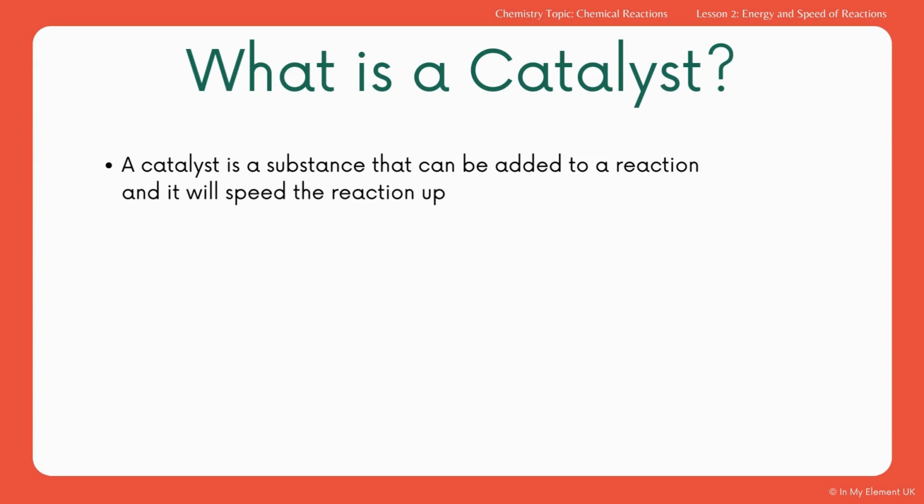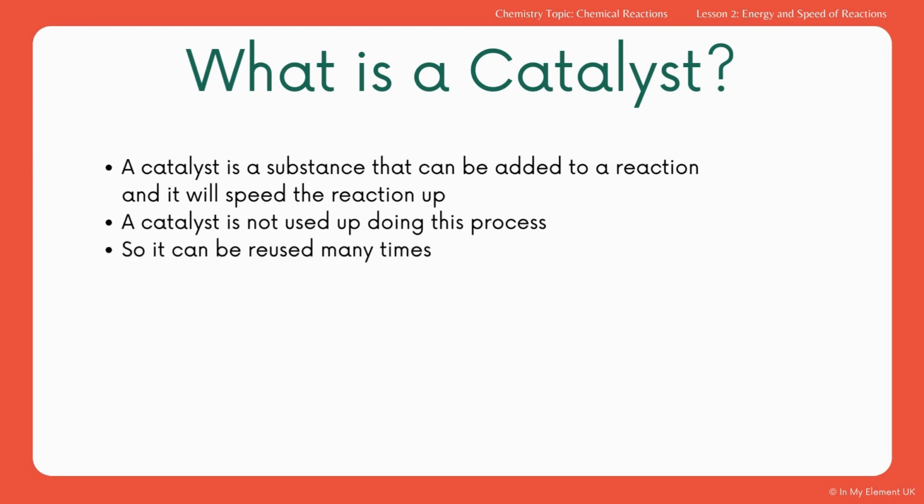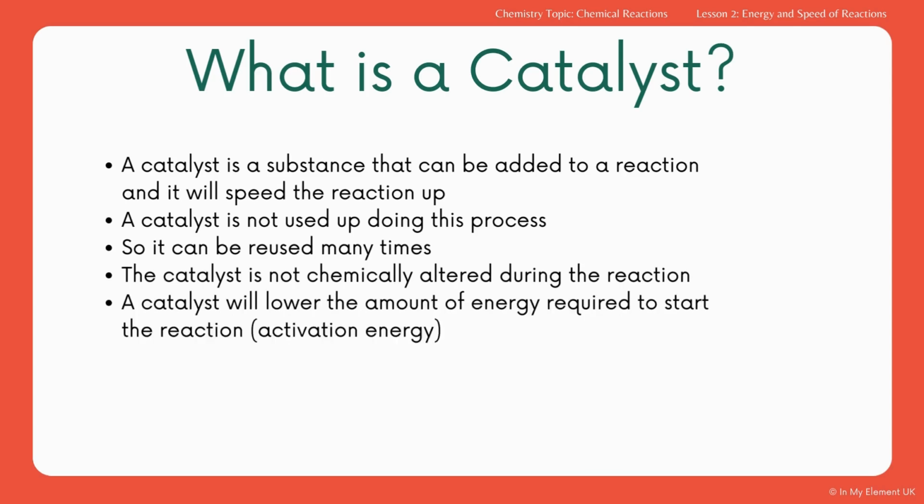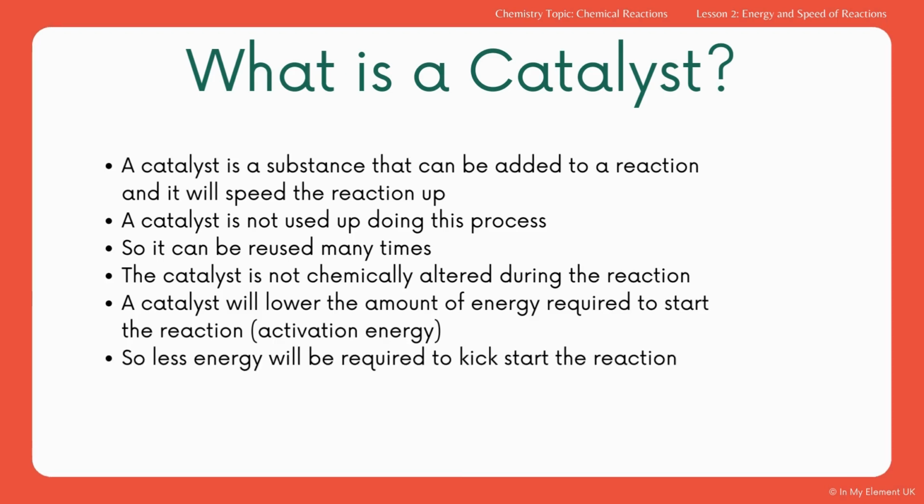When this happens, a catalyst isn't used up during this process. So you add it in, it'll speed the reaction up, but the catalyst will remain there. That means one of the advantages is that it can be reused many times. So it's not chemically altered during the reaction. And one of the reasons that the catalyst can speed the reaction up is it lowers the amount of energy required to start the reaction. So it's lowering the activation energy required. These are important key points that you need to learn and know.